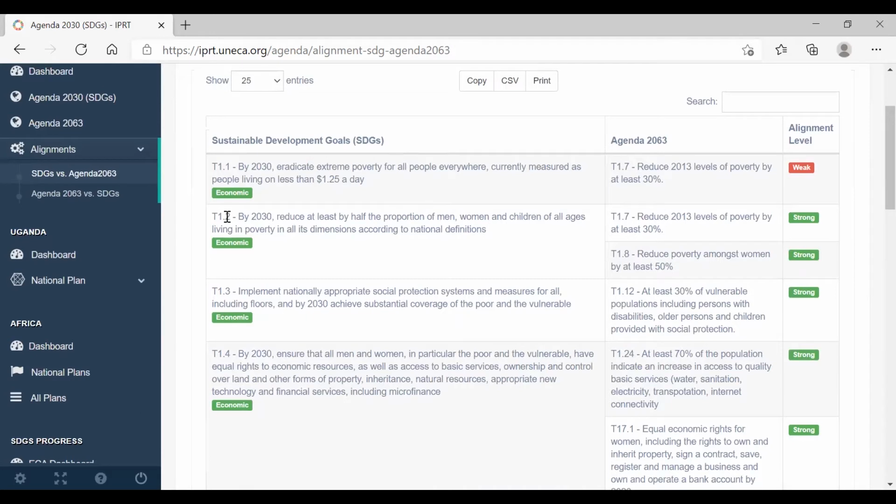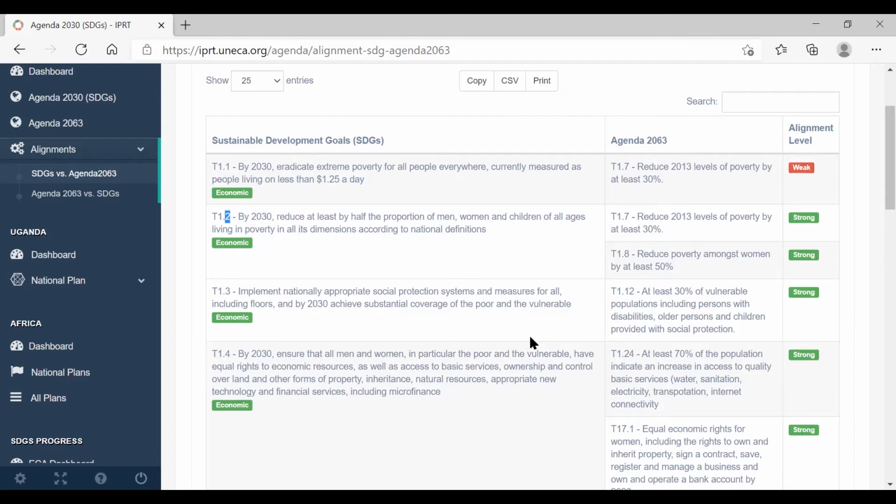And also let us look at T1.2, meaning that this is the second target for goal number 1. All right? So this is aligned with the 7th target of goal number 1 of Agenda 2063. So the level of alignment is very strong. And also target 8 of Agenda 2063 of the same goal number 1.